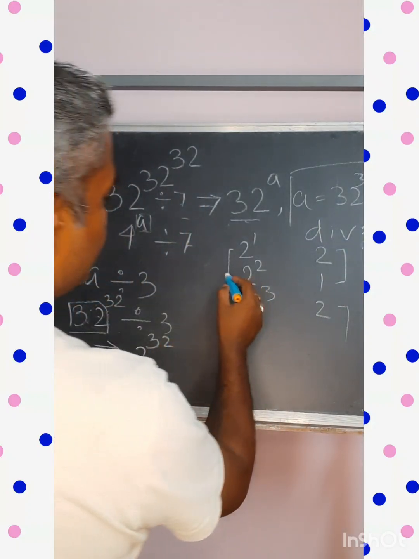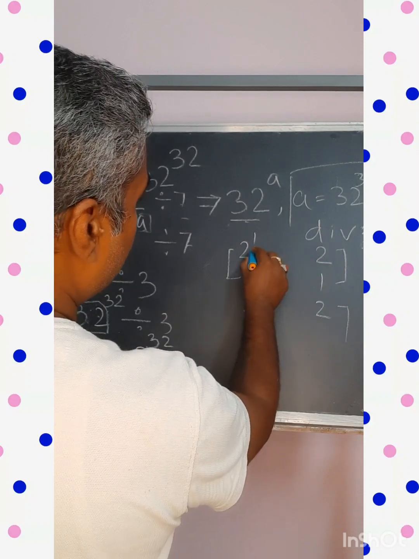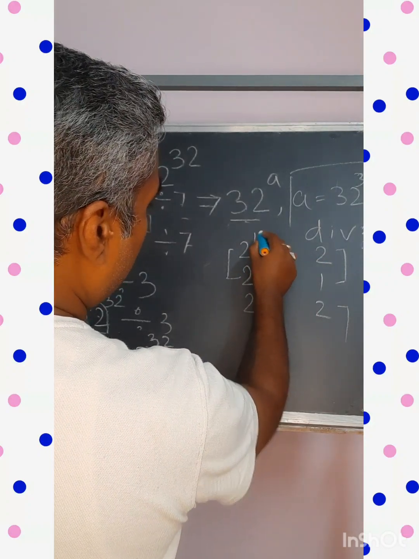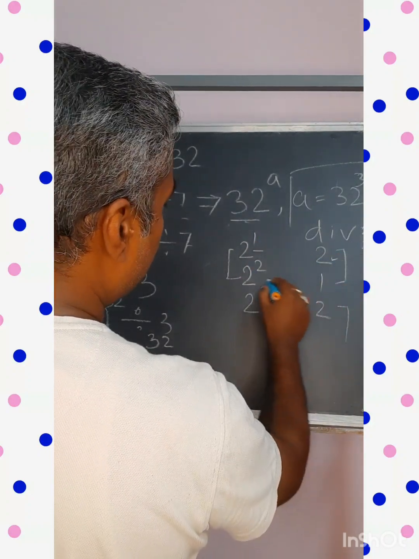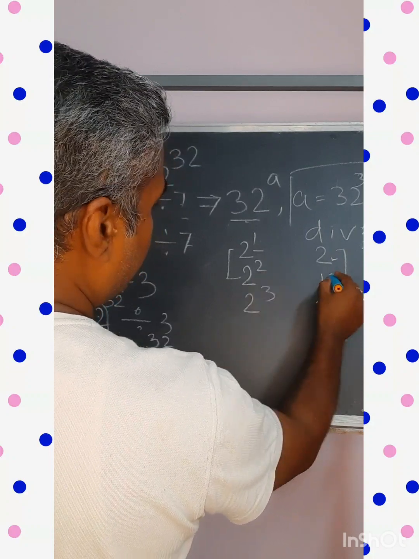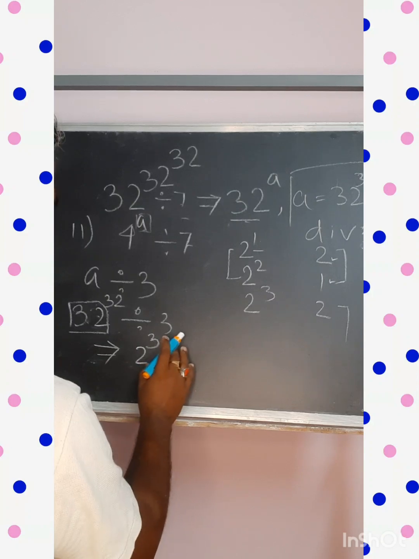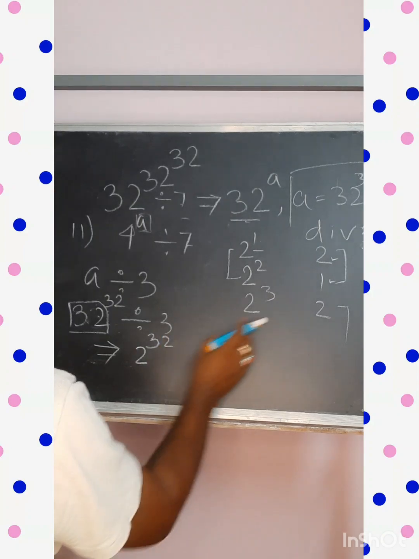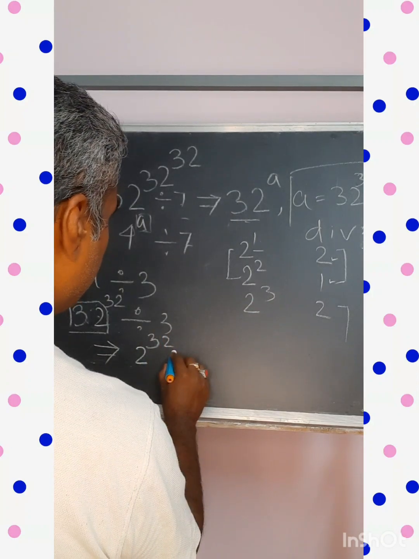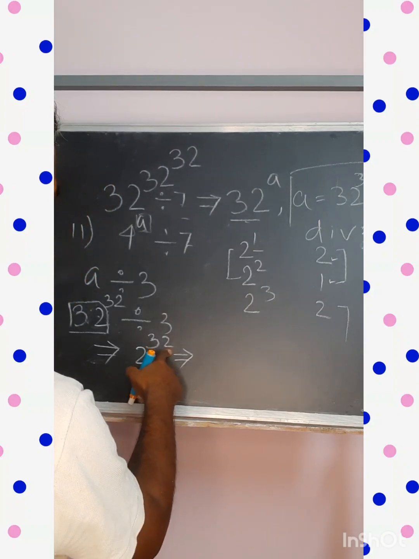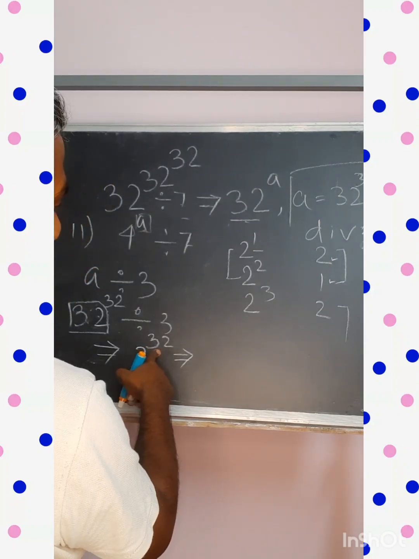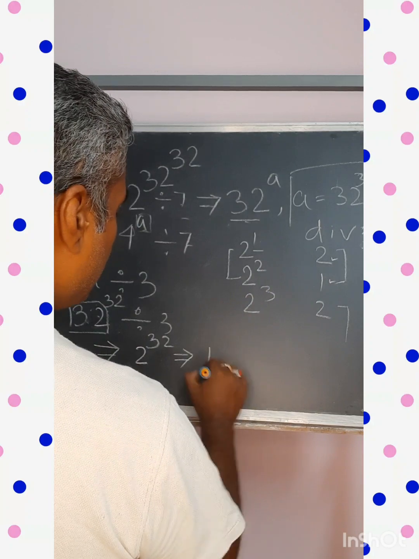So here you can conclude easily that for power 1, when it is odd, it gives 2 as remainder. When power is 2, it gives 1 as remainder. This pattern can also be applied here to make it easy. So 2 to the power of this 32 is an even number. So this will give you 1 as remainder.